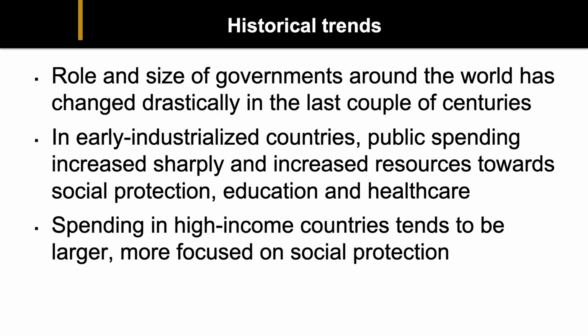Looking at historical trends, first, the role and size of governments around the world has changed drastically in the last couple of centuries. In early industrialized countries, public spending increased sharply and increased resources towards social protection, education, and healthcare. Spending in high-income countries tends to be larger and more focused on social protection than other countries.